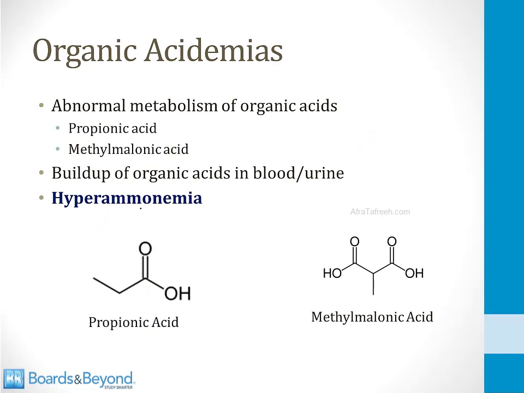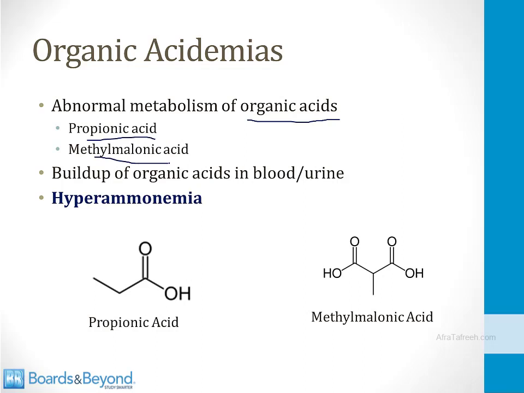Now let's talk about the organic acidemias. These are disorders in which there is abnormal metabolism of some organic acid. There are a number of these disorders, but the two that you should be familiar with for step one are the organic acidemias that involve propionic acid and methylmalonic acid. We'll talk about both of these in a minute.